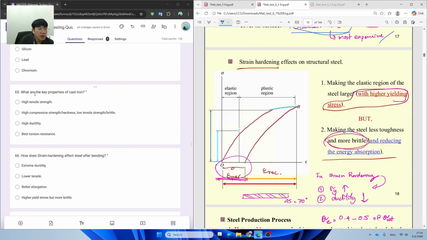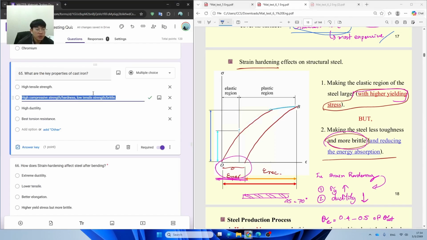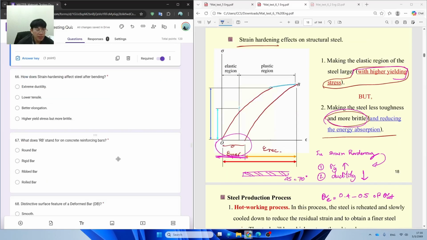Okay. Next one is going to be the question of what are the key properties of cast iron? The key property of the cast iron, this one is general that we already discussed. The cast iron has high compressive strength and high hardness but low tensile strength, with its behavior as a brittle material.